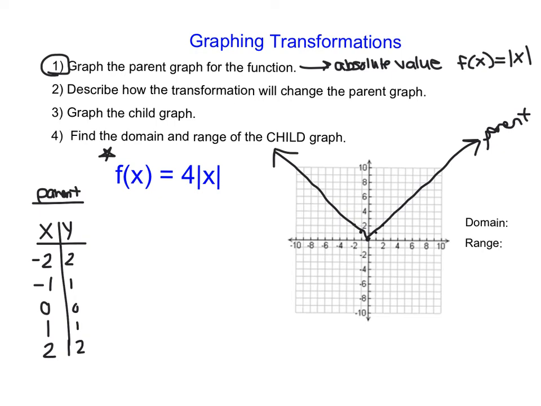The next part says describe how the transformation will change the parent graph. So we have one transformation here. We have an A value that is equal to 4. And remember, the A values cause stretches and shrinks to take place. This particular graph, because it has a 4 out in front of the absolute value, is going to make it 4 times as tall.